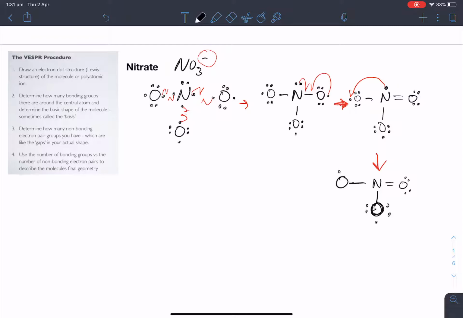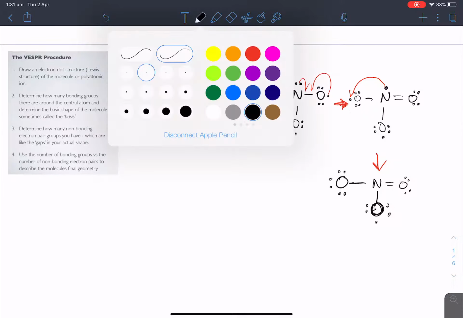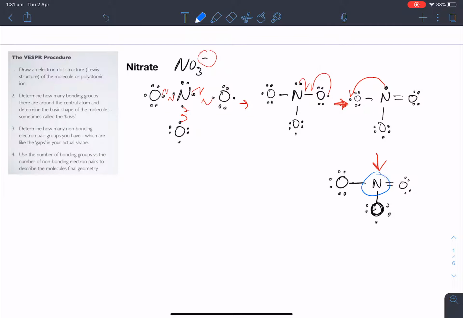Okay, now this oxygen has the 3 lone pairs. Okay, let's count our electrons. Nitrogen has 1, 2, 3, 4 bonds, so it has its 8 electrons. This oxygen here has 2 bonds and 2 lone pairs, so that's its 8. This one over here has 1 bond and 6 electrons in 3 lone pairs, so that's 8 electrons. And this one down here has 7 electrons.